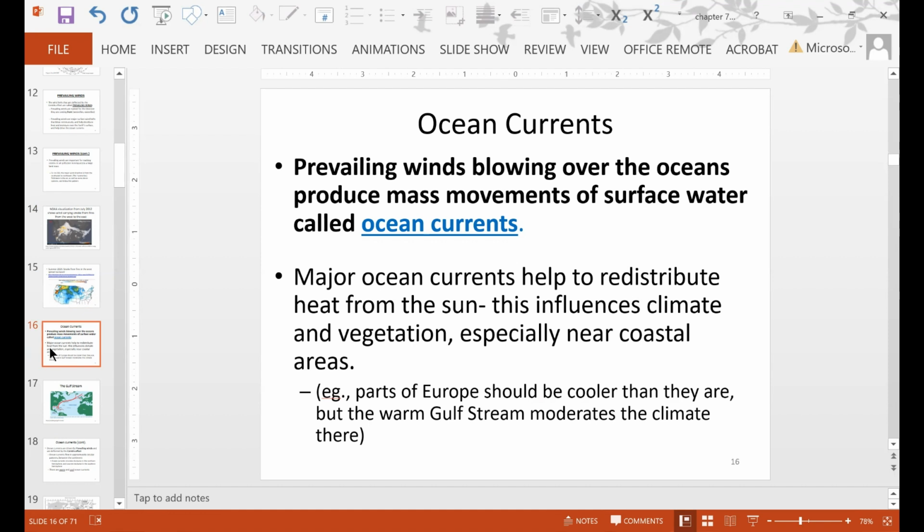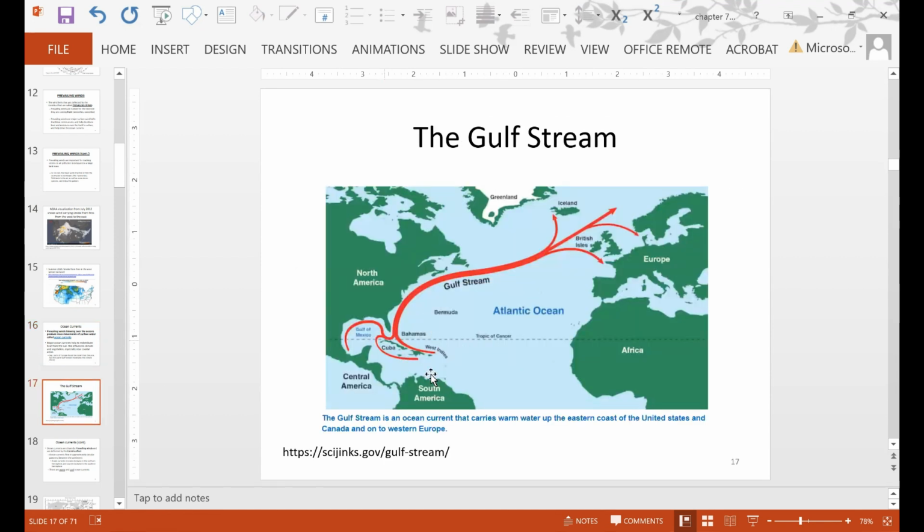For example, parts of Europe should actually be colder than they are, but the warm Gulf Stream moderates the climate there. So here is the Gulf Stream, and it originates in the tropical region. The tropical area here, you have a lot of warm water, and some of that warm water is going to travel northward and then eastward toward Europe.